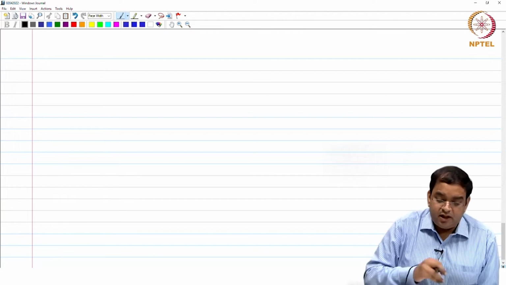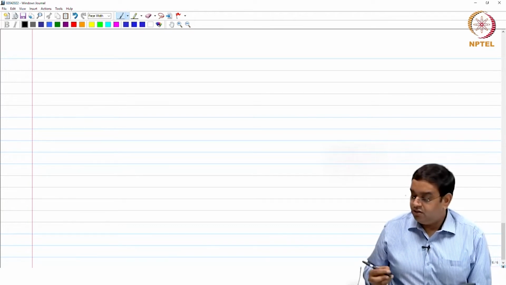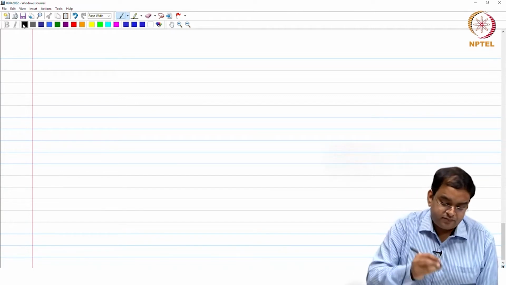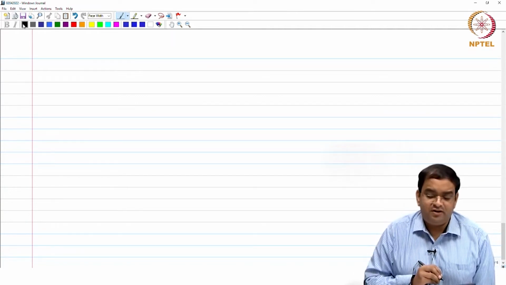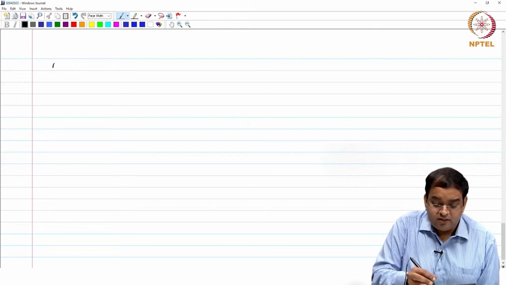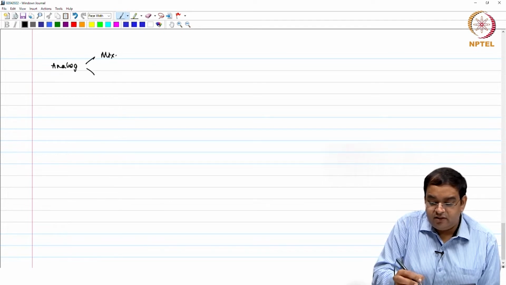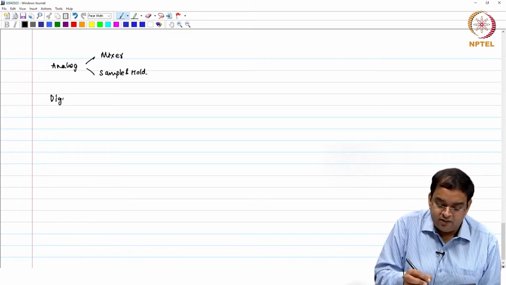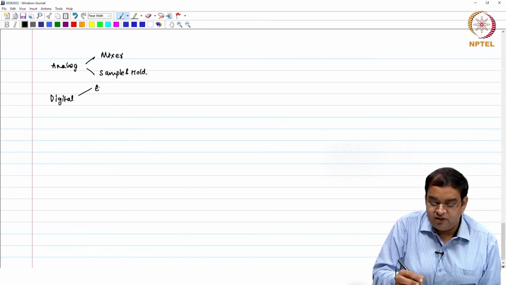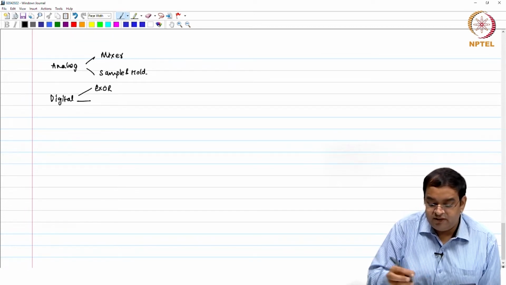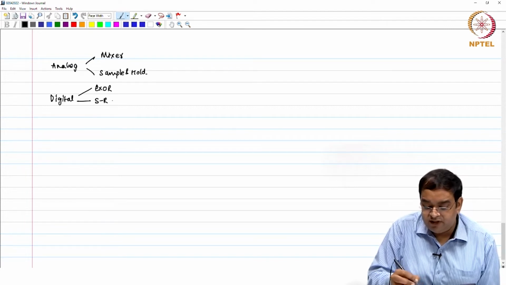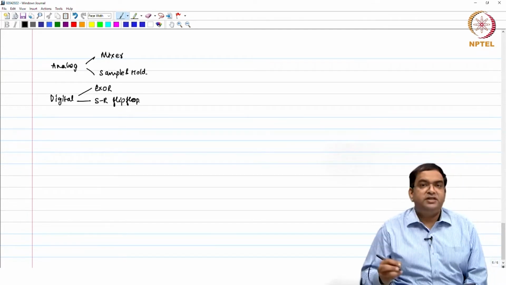Welcome to this session. Earlier we have learned about the phase error analog and digital phase error detectors. So far in analog we have seen mixer and sample and hold. In case of digital, we have seen the exclusive OR gate. We have seen here the SR flip flop based phase error detector, and we found the linear range and other things.